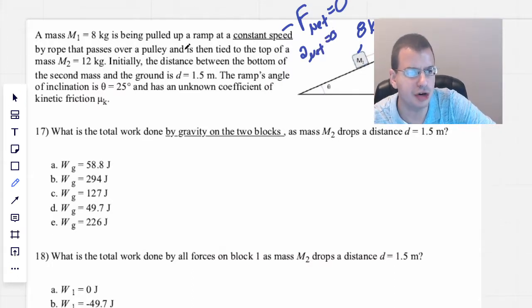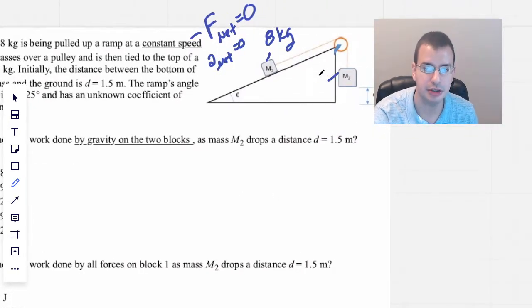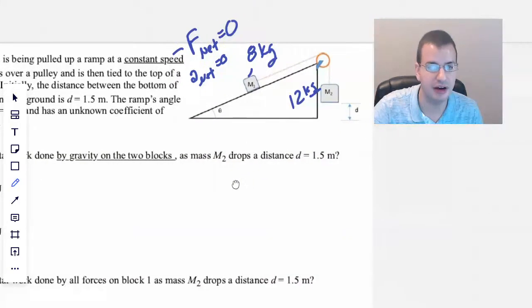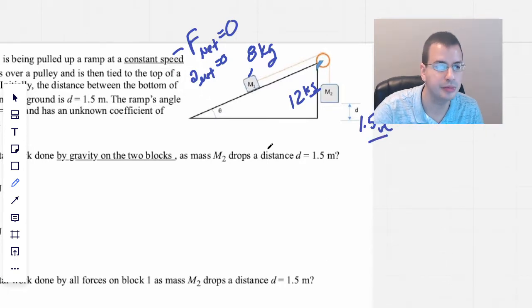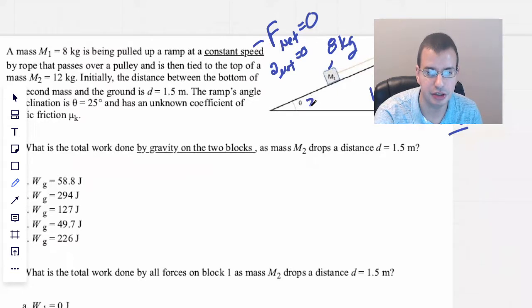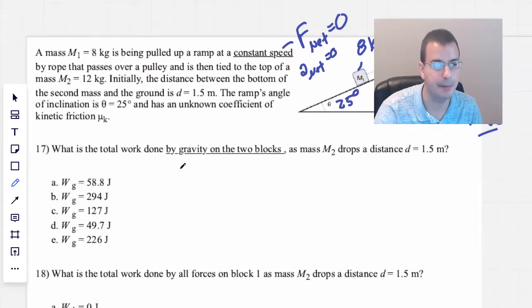It is pulled by a rope that passes over a pulley and is then tied to the top of a second mass, M2, which is 12 kilograms. Initially, the distance between the bottom of the second mass and the ground is 1.5 meters. The ramp's angle of inclination is 25 degrees, and has an unknown coefficient of friction, mu k.